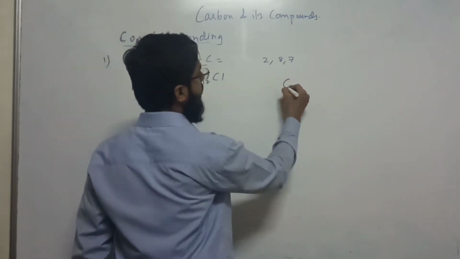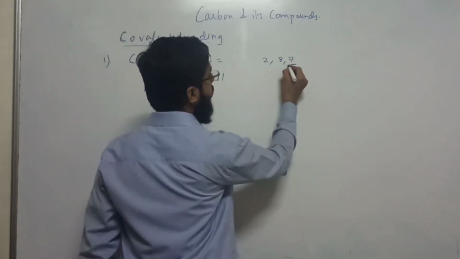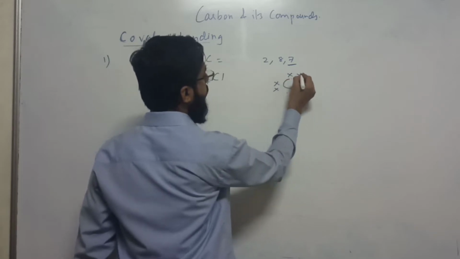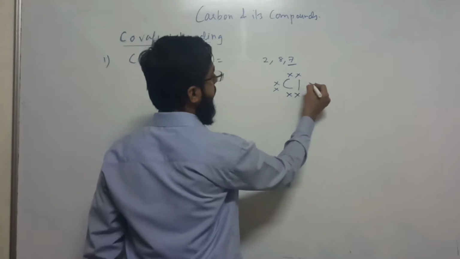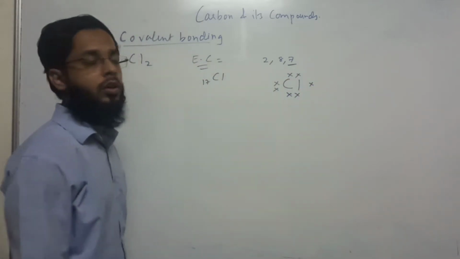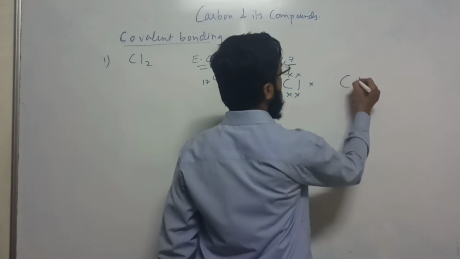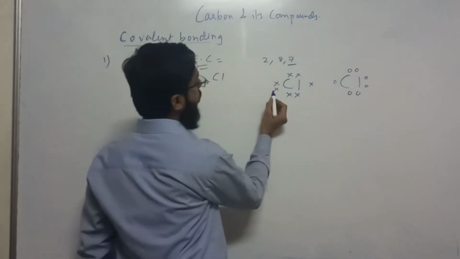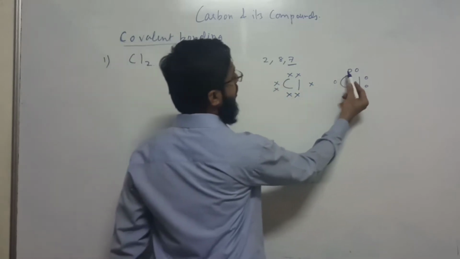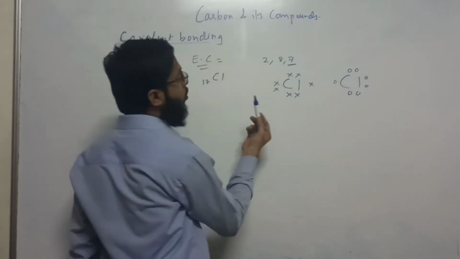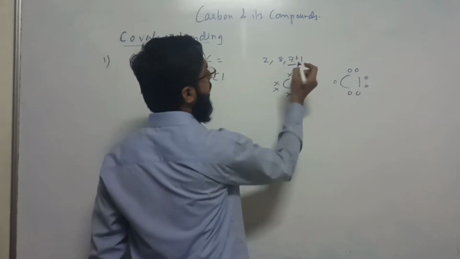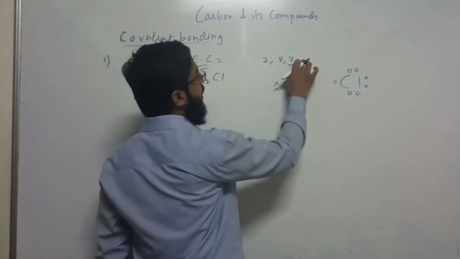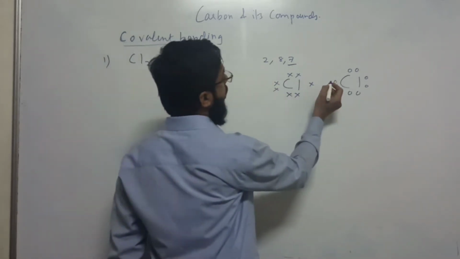Now, how many electrons does chlorine have in the outermost shell? 7. It is not an octet. So it combines with another chlorine atom having 7 electrons in the outermost shell. But to complete an octet, it requires one electron. But chlorine being a non-metal does not simply gain one electron.